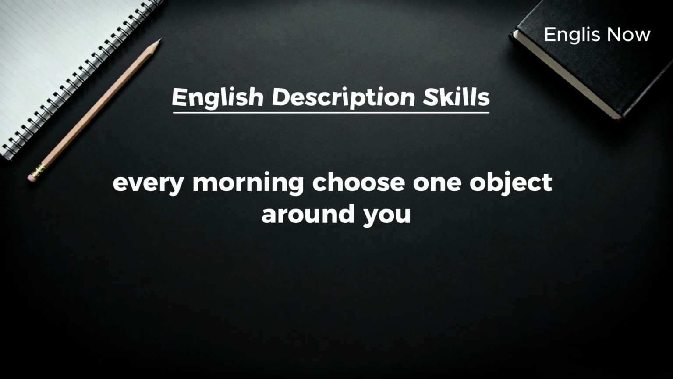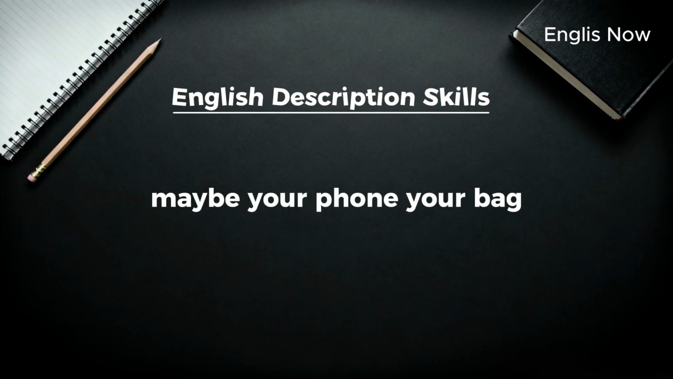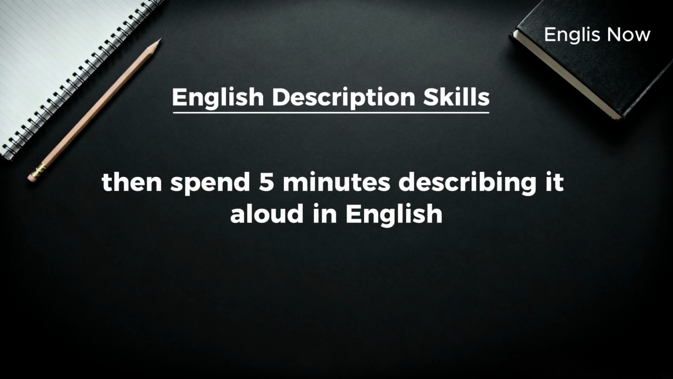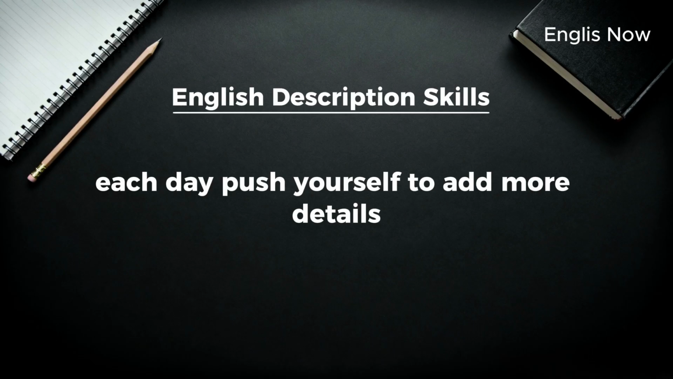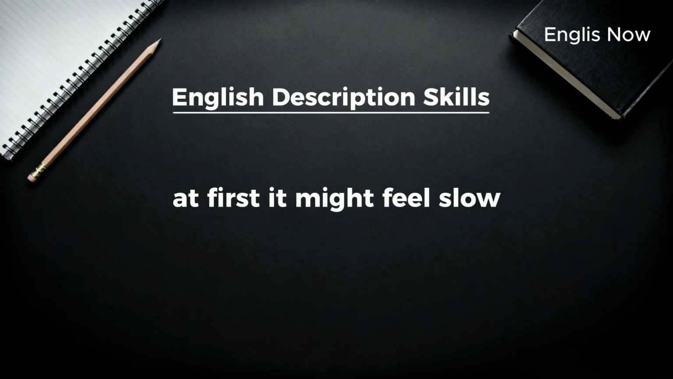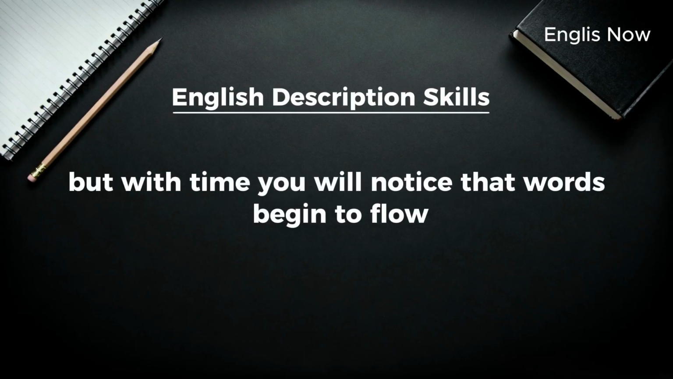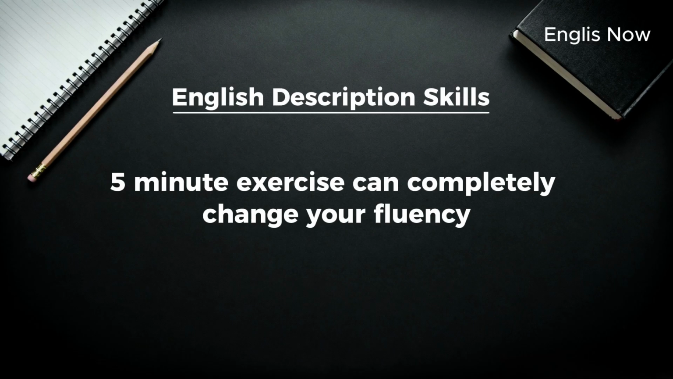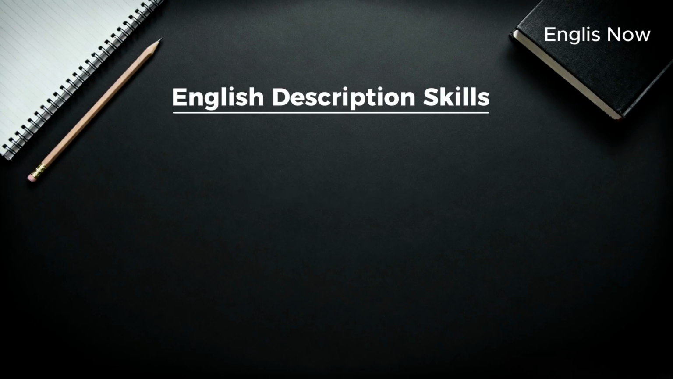Every morning, choose one object around you, maybe your phone, your bag, or your breakfast. Then, spend 5 minutes describing it aloud in English. Each day, push yourself to add more details. At first, it might feel slow, but with time, you will notice that words begin to flow. This daily 5-minute exercise can completely change your fluency in a few months.